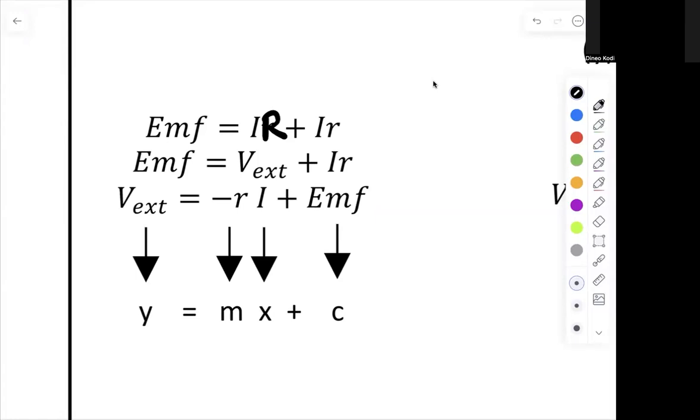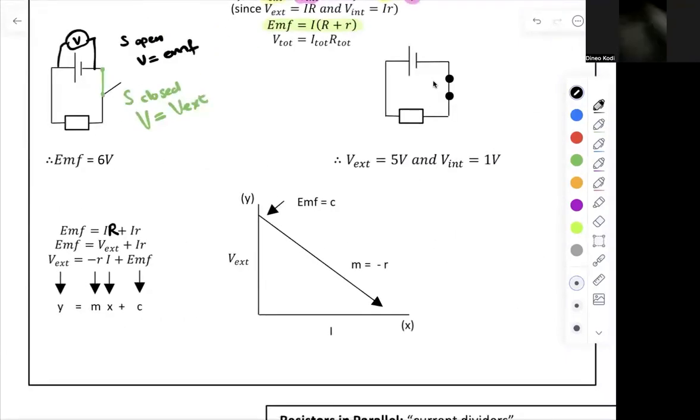When we look at that together, I rearrange the equation. If I move my EMF to the right-hand side, move my V external to the left-hand side, and change the signs across the board, I've got V external is equal to negative small r times I, which is my internal resistance times my current, plus EMF. That is going to be basically like my mx plus c. And then you end up with a graph that looks like this.